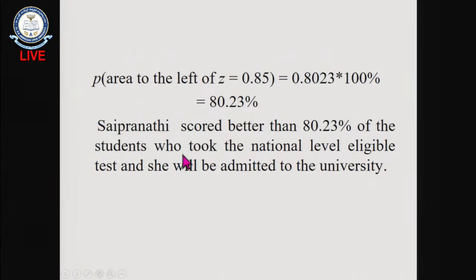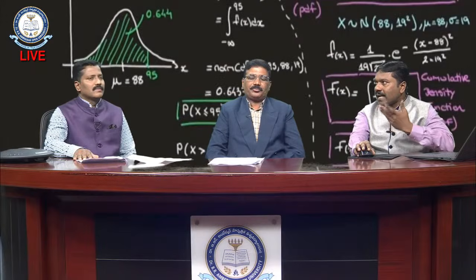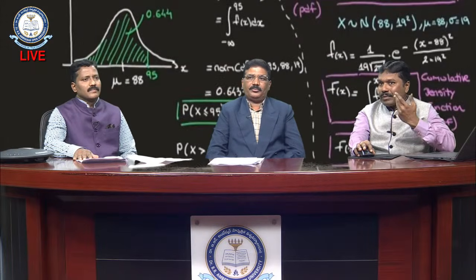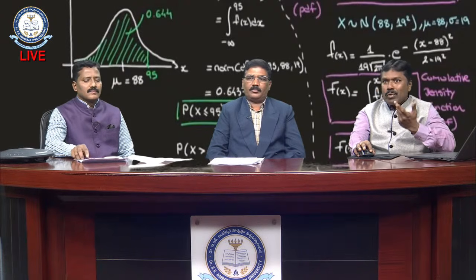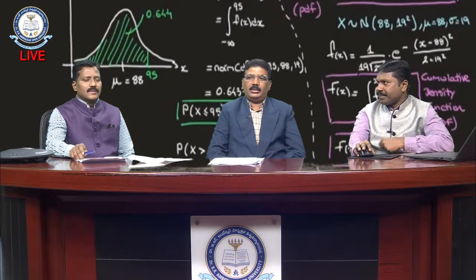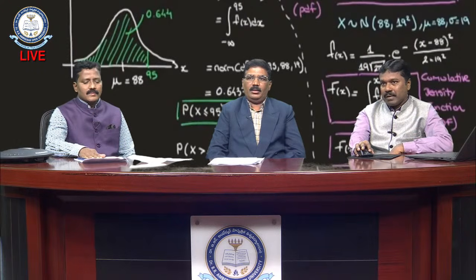and she will be admitted to Dr. B.R. Ambedkar Open University. This is a chance. She scored 70%. This is the deadline score we have to estimate. She got the better score, so now she is able to join this institution. Yes, that is one of the application problems.